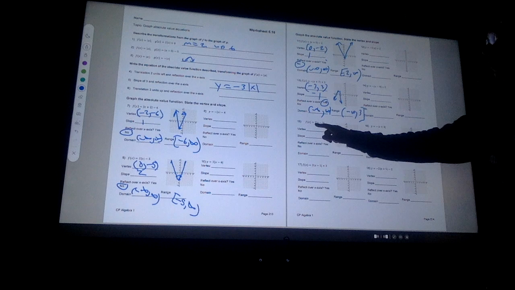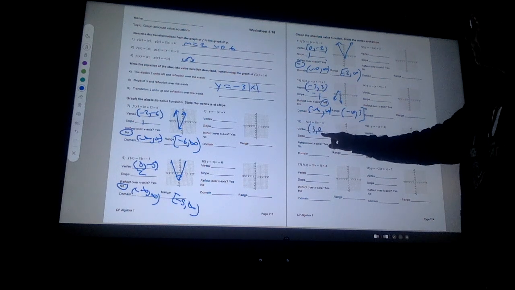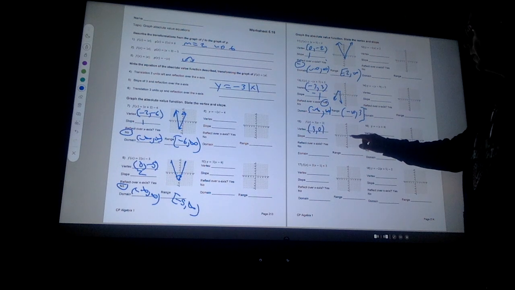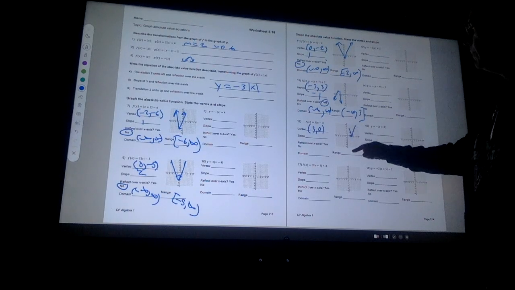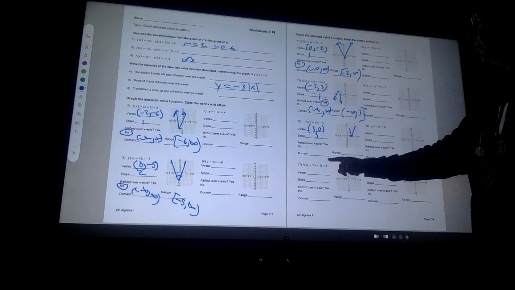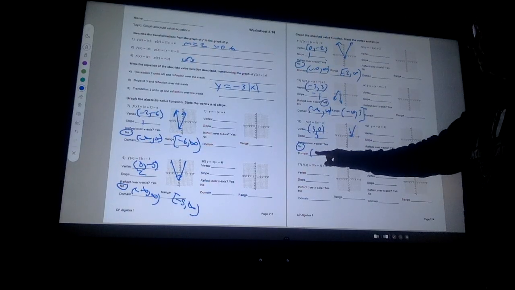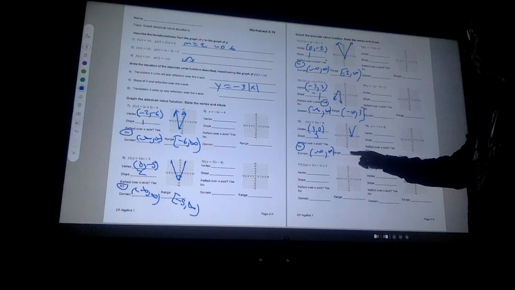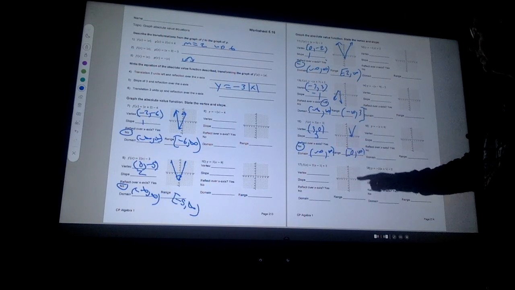Our vertex on this one is going to be 3 comma 0. Our slope is going to go up 3, right 1, left 3, up 1, so it's pretty steep. Slope is 3. Reflect over the x-axis, no. Domain negative to positive infinity. Range is going to go from 0 to infinity.